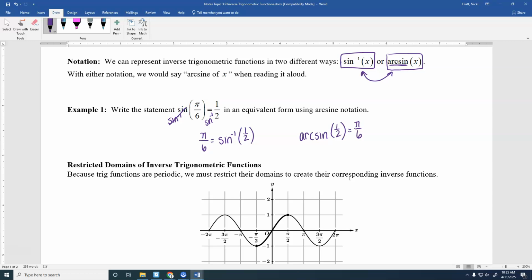So when you see arc sine or inverse sine notation, what it's really asking is, where does sine of theta equal 1/2? When you see arc sine notation, it's saying, what angle does sine have this value? Or it could be cosine or it could be tangent. We'll see that as well.